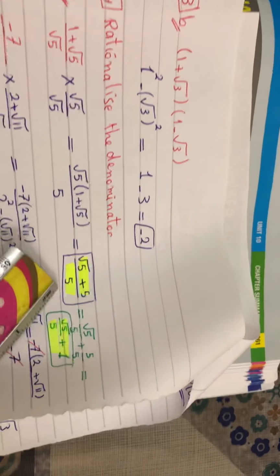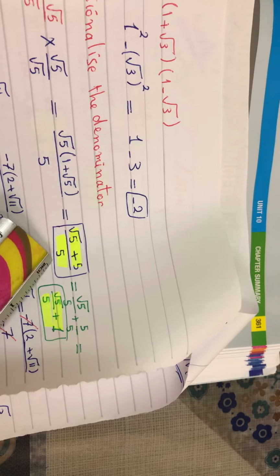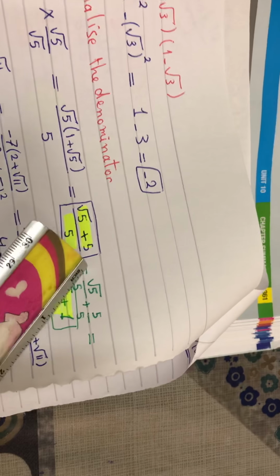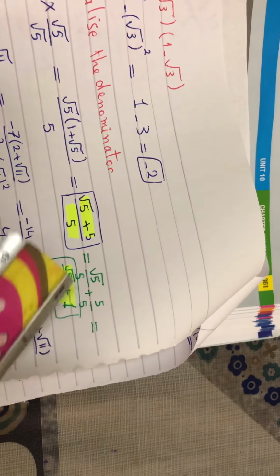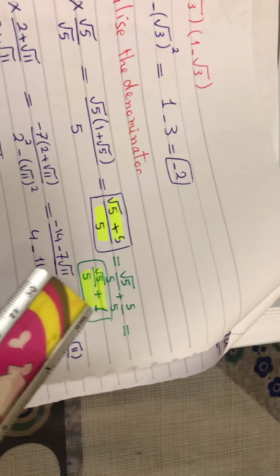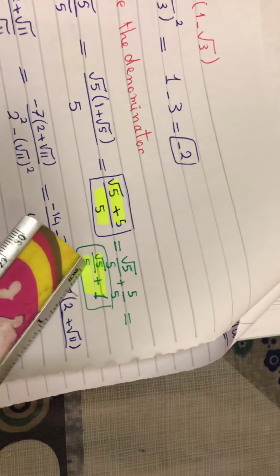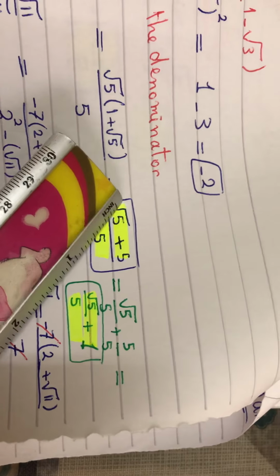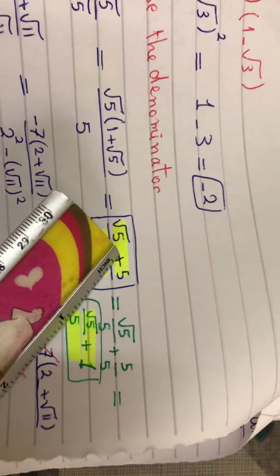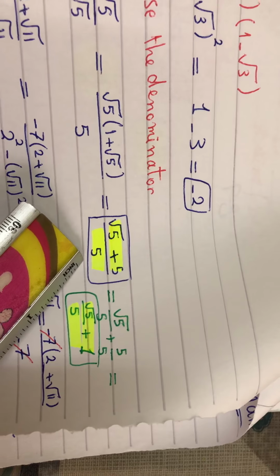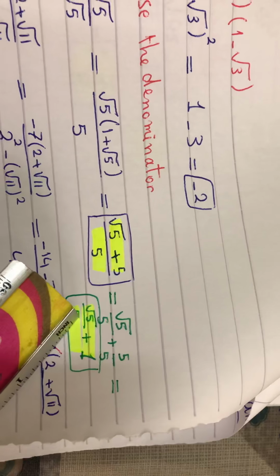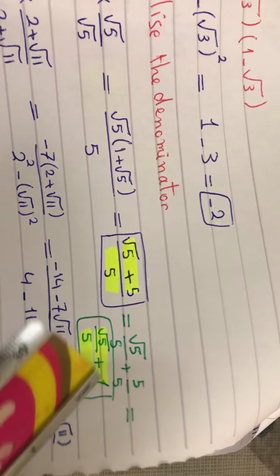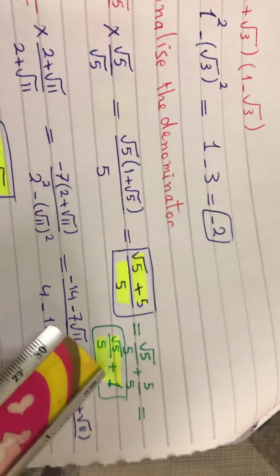Or, you can take square root of 5 over 5, plus 5 over 5. Square root of 5 over 5, keep it as it is. 5 over 5 equal 1. So you can keep the answer like this, or separate the two fractions and make it square root of 5 over 5 plus 1. Because the first term divided by 5 plus the second term divided by 5. The first term divided by 5 give me square root of 5 over 5. The second term, 5 divided by 5 equal 1. You can keep the answer like this or like this.